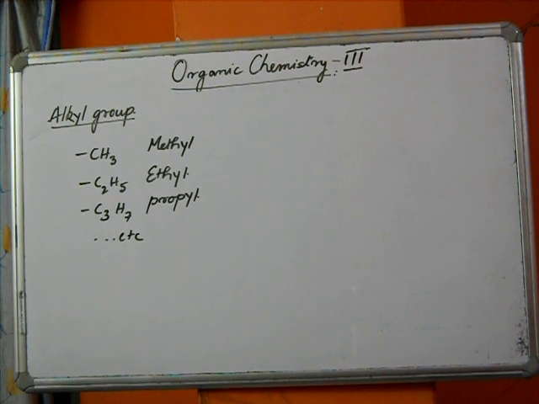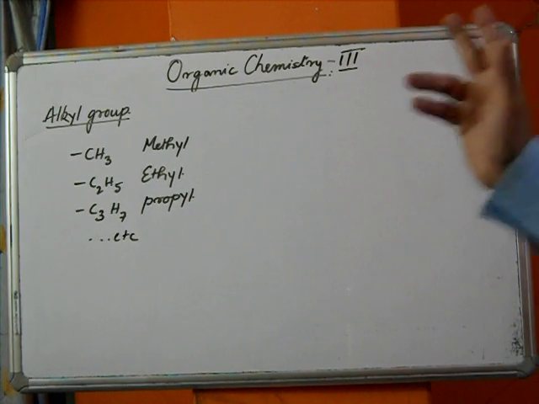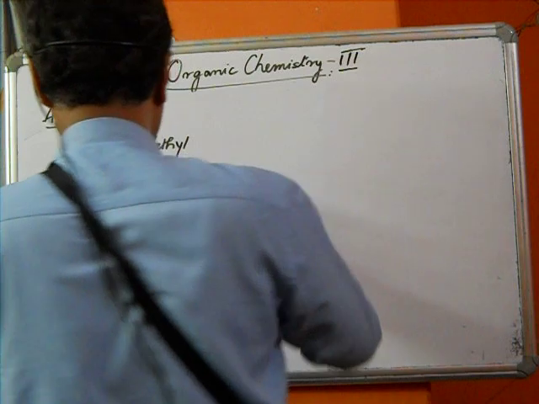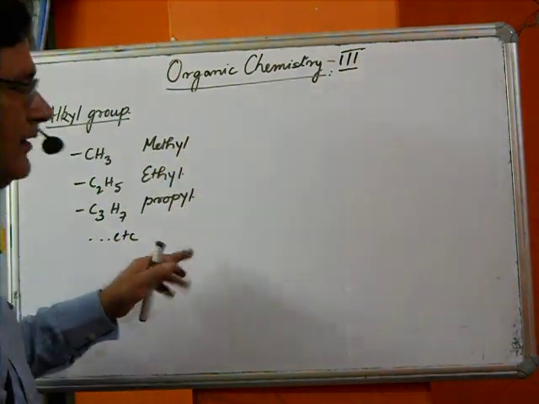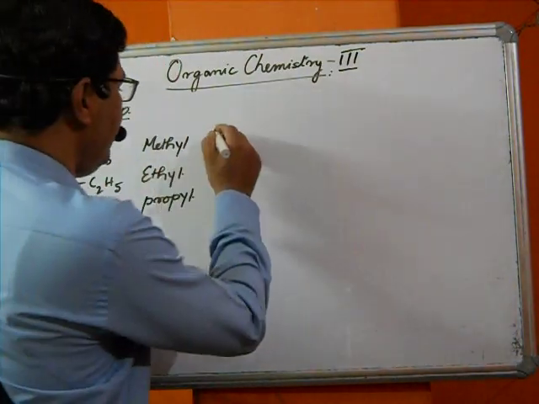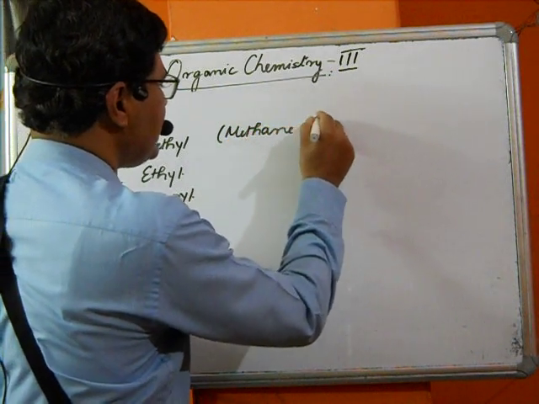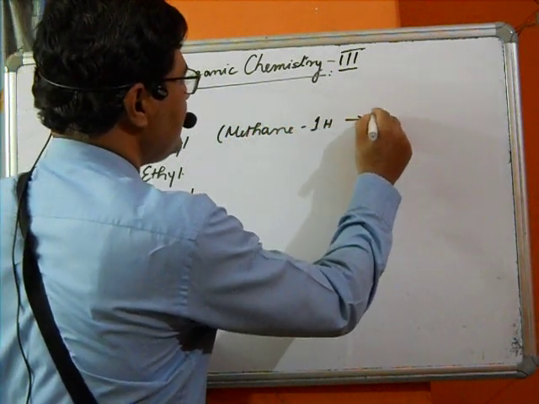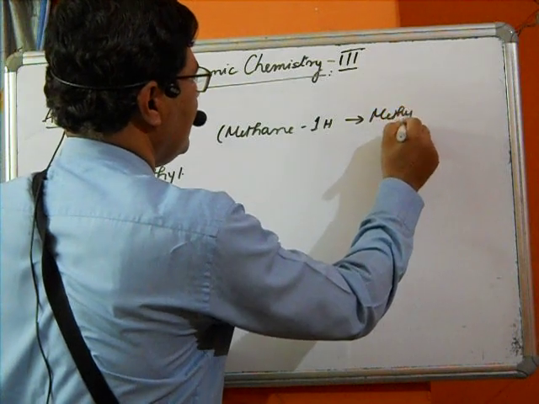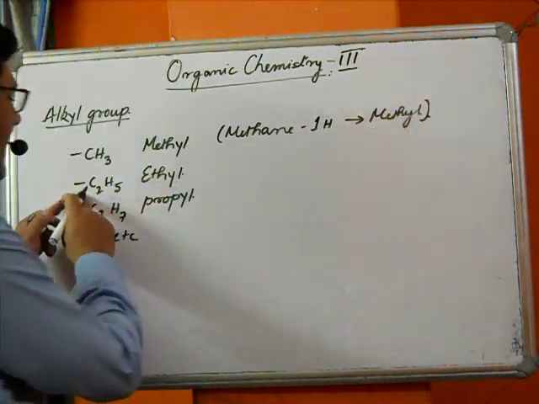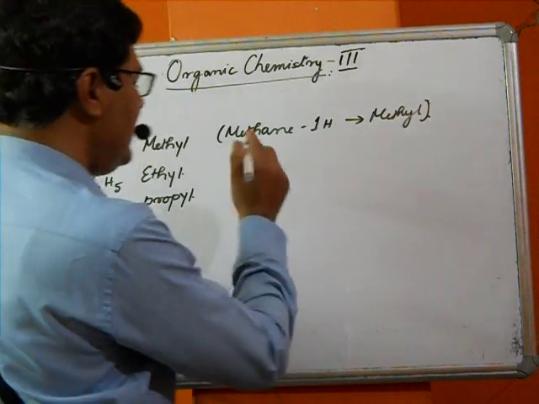Okay, back once again. My last discussion was regarding the alkyl groups. We discussed methyl, ethyl, propyl. I said what? Methyl was what? Methane minus one hydrogen gives methyl, right? Ethane minus one hydrogen will be ethyl.